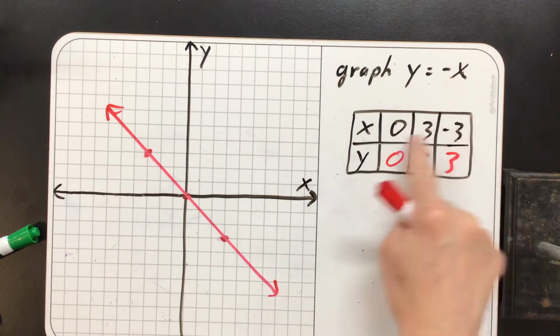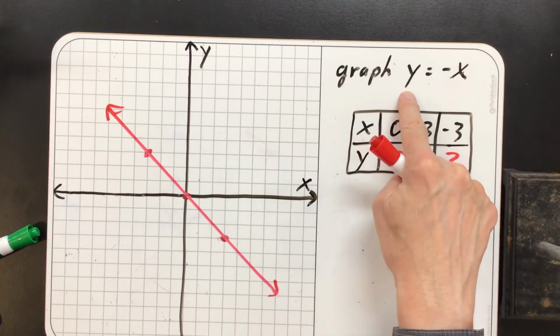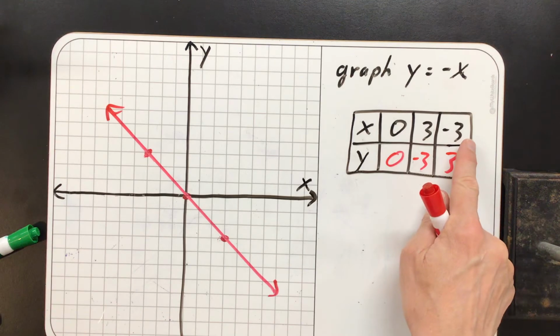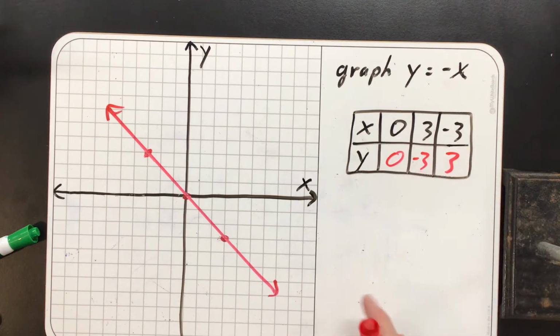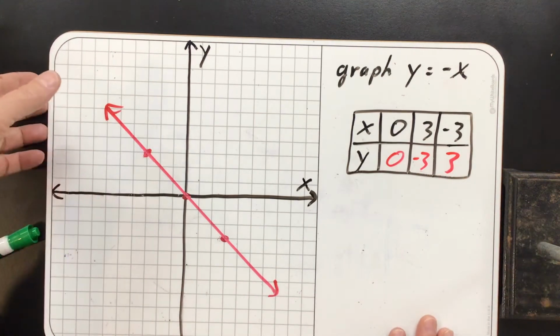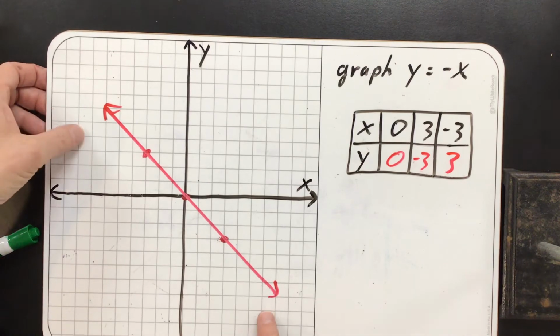You pick some random values, you make sure the equation is solved for y, you pick some random values for x, and you simply solve it. Okay, so this is the graph of the equation y equals negative x. Let me do a few more examples for you here.